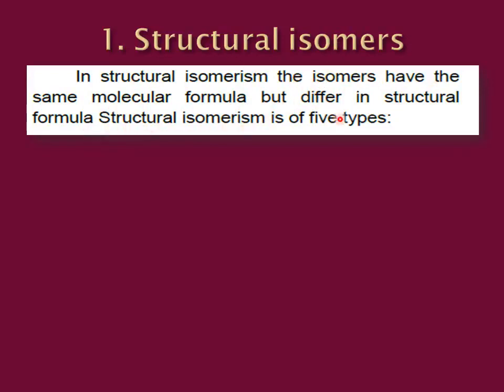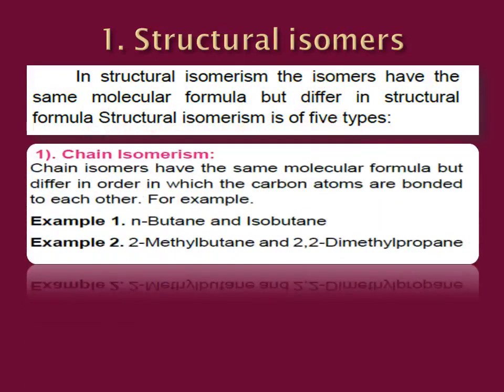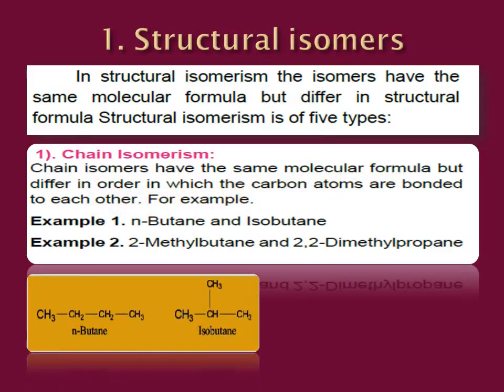The first one is chain isomerism. Chain isomers have the same molecular formula but differ in the order in which the carbon atoms are bonded to each other. For example, n-butane and isobutane. Now students, both of these isomers have the same chemical formula, that is C4H10, but you can see the difference in the chains. N-butane is a straight chain structure, whereas isobutane is a branched structure. You can see the difference in connectivity of the bonded atoms.